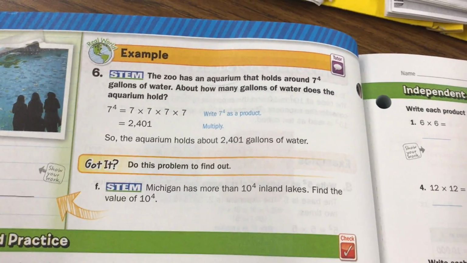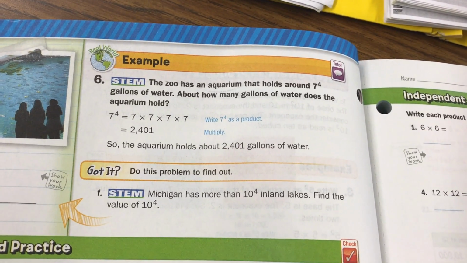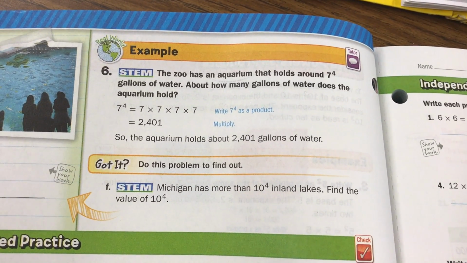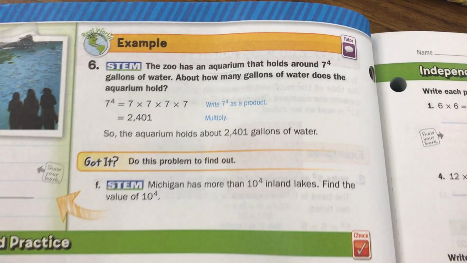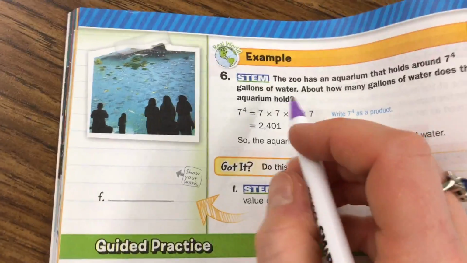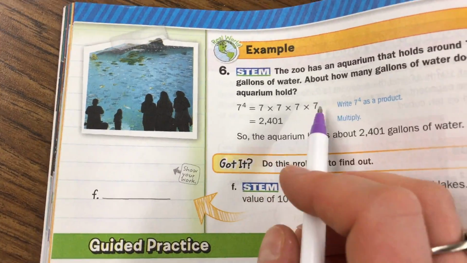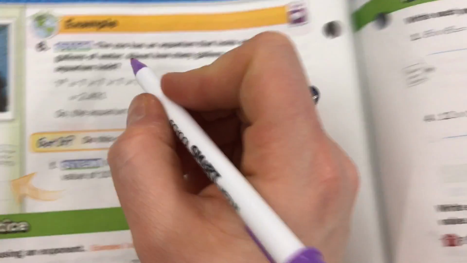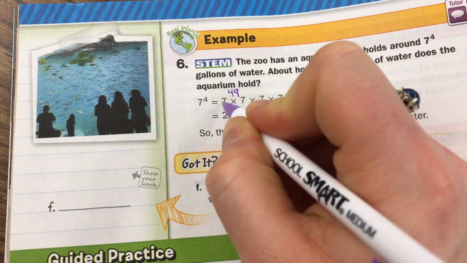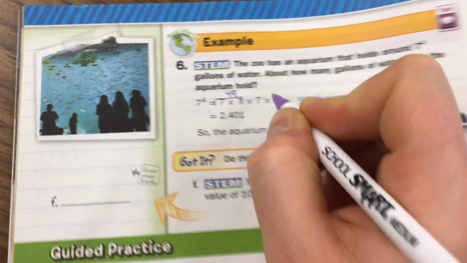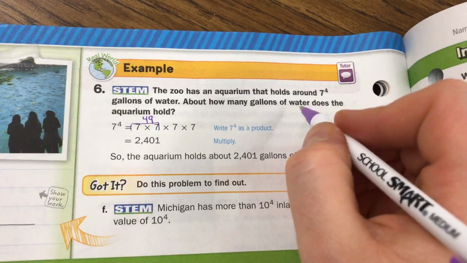Let's take a look at a little story problem on the next page. The zoo has an aquarium that holds around 7 to the power of 4 gallons of water. So about how many gallons of water does the aquarium hold? Well, 7 to the power of 4 is 7 times 7 times 7 times 7. And 7 times 7 would be 49. 49 times 7 is what you do next.